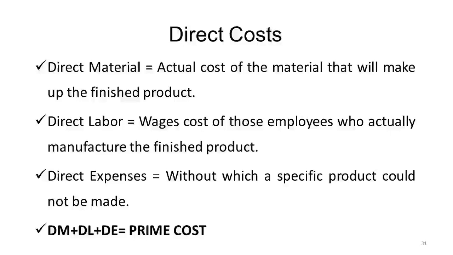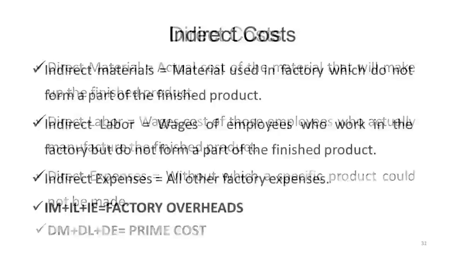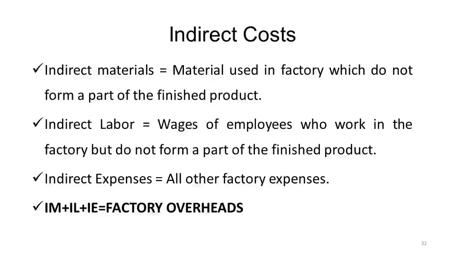So the expenses like on diesel and maintenance and things like that, these are indirect expenses, but they are mandatory, without which you cannot run the factory. So we have direct costs, and all the direct costs like direct material, direct labor and direct expenses, they form the prime cost. And if you go to the 32nd slide, we have the indirect cost. The indirect cost, we talked about all of that.